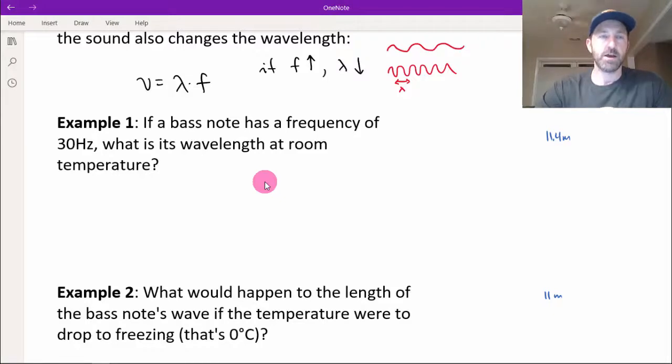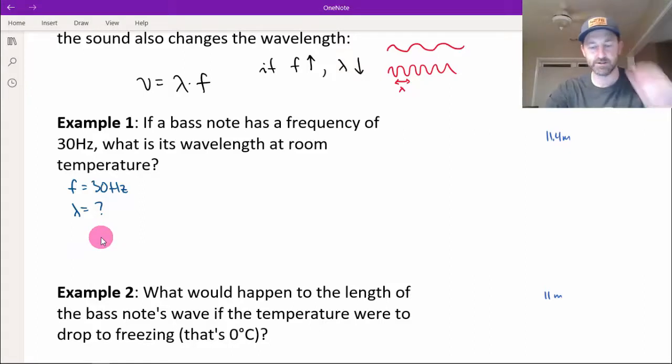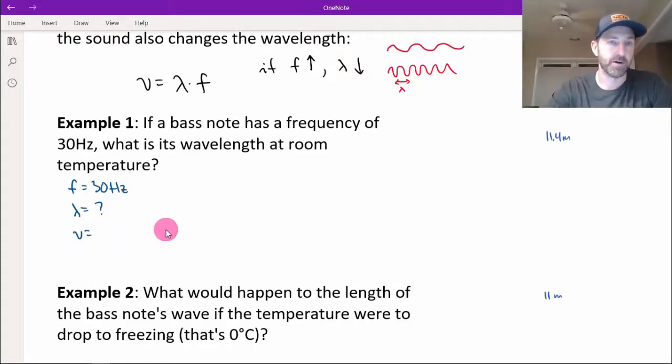Okay, so example 1 says, if a bass note has a frequency of 30 hertz, what is its wavelength at room temperature? Well, I don't know much about bass at room temperature versus freezing or sweltering hot summer days, but here I'm being told that the frequency is 30 hertz. I'm being asked to find the wavelength. The only thing that connects those two together would be the velocity, and that's where I need to go back up and see what we had above.